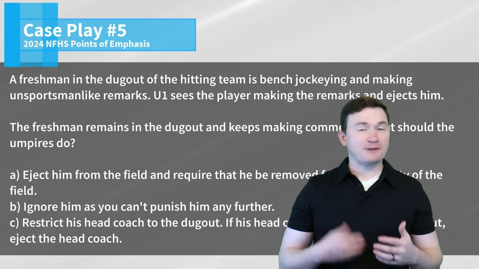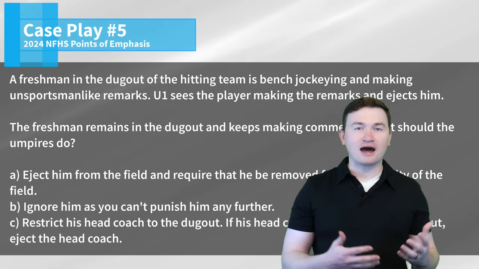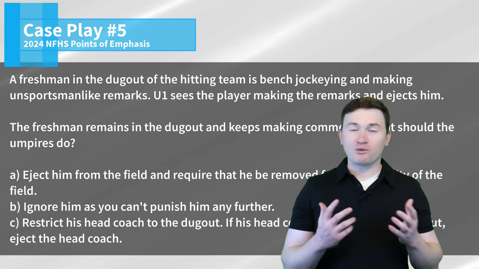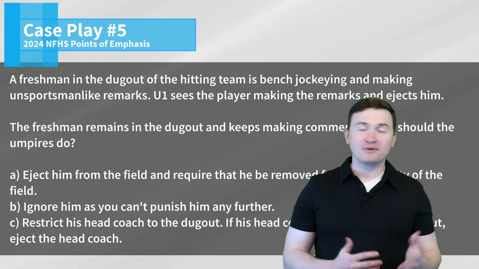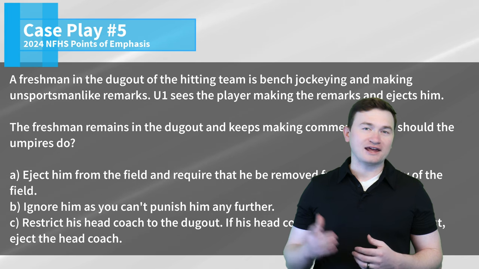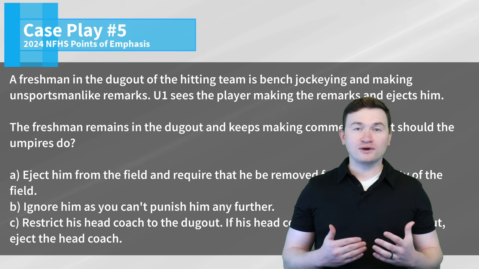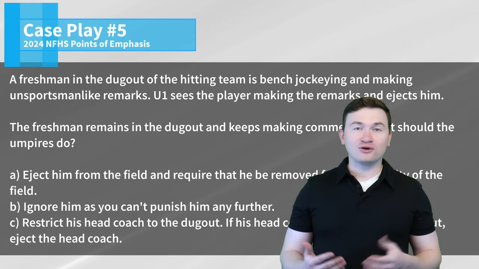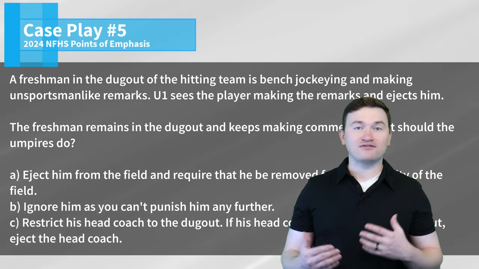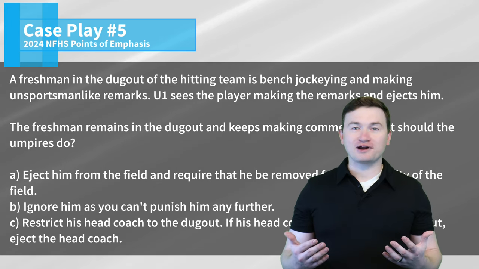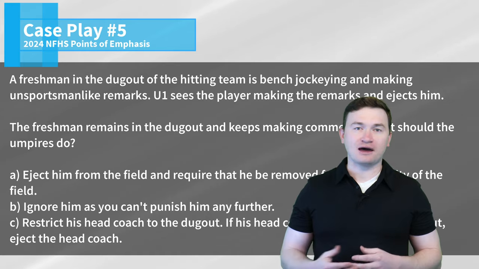If you have a player that's been ejected or is already in the dugout and is making inappropriate remarks, after you've given them a warning or done what you can to get them to stop, then go get the coach. Remind the coach that he's responsible for his players and his dugout. If the coach won't do it after a soft warning, then give the coach a restriction to the dugout, and if that doesn't work, then eject the coach. At some point, you'll get the point across, he needs to handle his dugout.